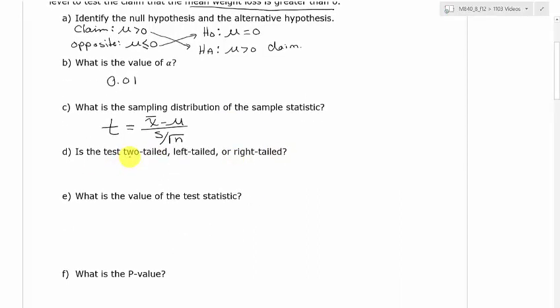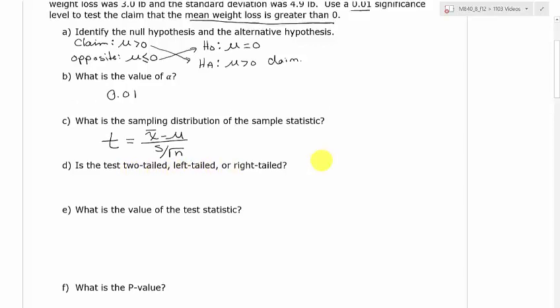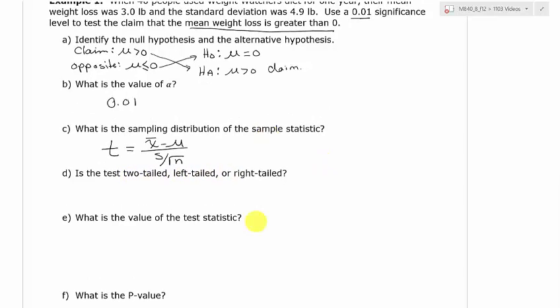Is the test two-tailed, left-tailed, or right-tailed? That's based off of your alternative hypothesis. This is greater than 0, and so this is right-tailed. So whatever direction this inequality is pointing, that's what tailed test you have. So this is a right-tailed test.